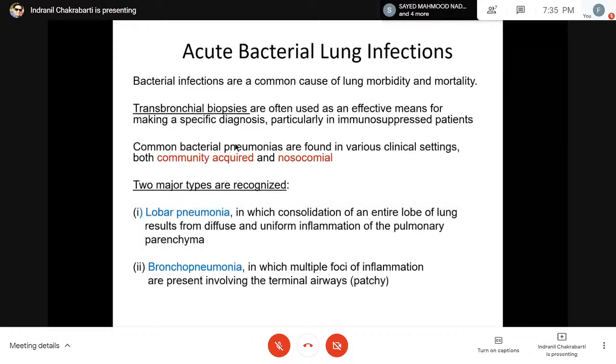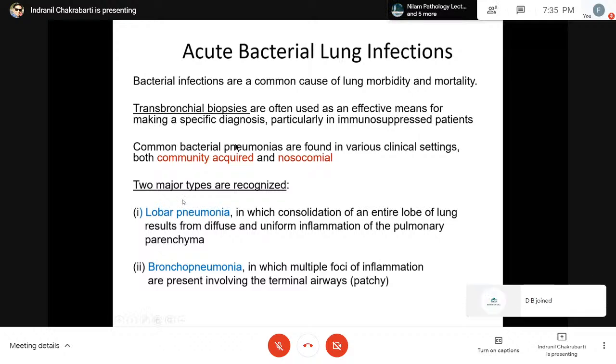So let's start with the acute bacterial lung infections. Now, bacterial infections are a common cause of lung morbidity and mortality. Transbronchial biopsies are often used as an effective means for making a specific diagnosis, particularly in immunosuppressed patients. Now, common bacterial pneumonias are found in various clinical settings, both community-acquired and nosocomial. Community-acquired means that pneumonia is occurring in a patient who was otherwise healthy, and the infection is acquired from the normal surroundings, from the environment around him. While nosocomial means that the infection is acquired from a hospital setting.